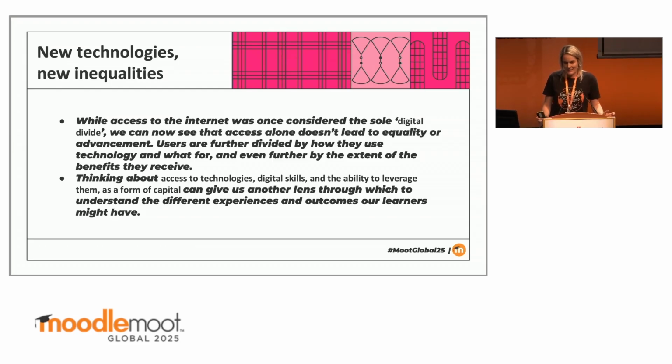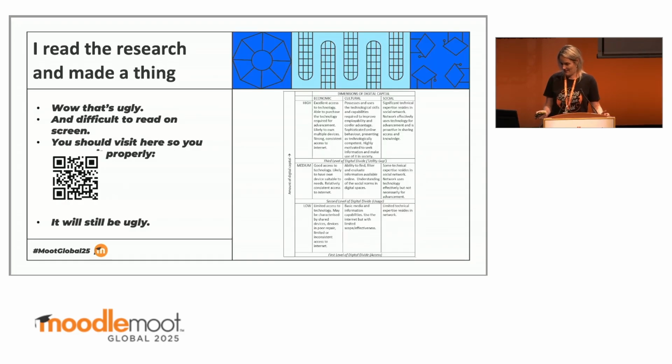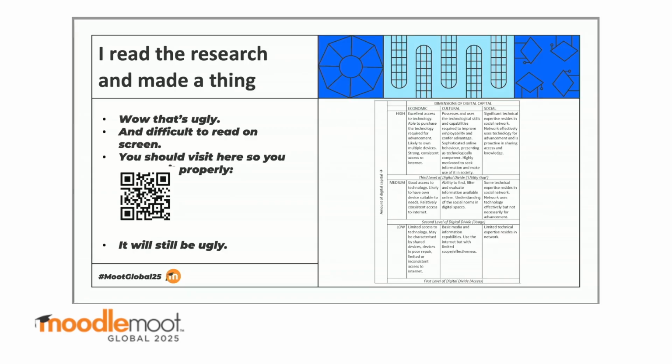So thinking about access to technologies, digital skills, and the ability to leverage them as a form of capital can give us another lens through which we can understand the different experiences and outcomes our learners might have. I explored six major frameworks for digital capital in my research, so you don't have to. And I made a thing. It is a very ugly thing. You probably can't read it properly on the screen, but you can use that QR code to get access to this. It will still be ugly, but it should be readable.